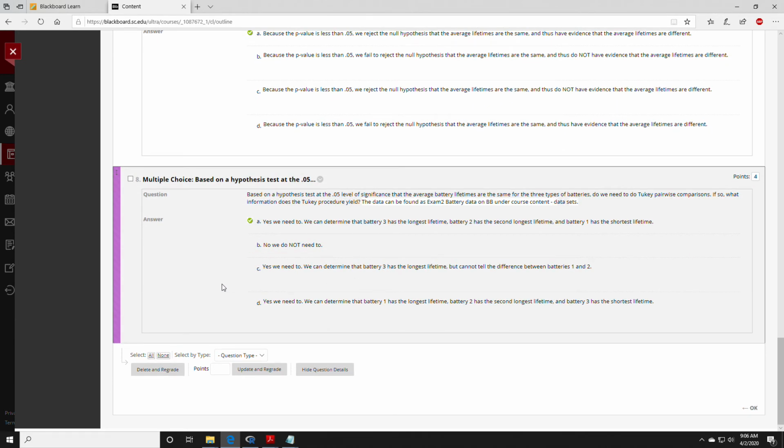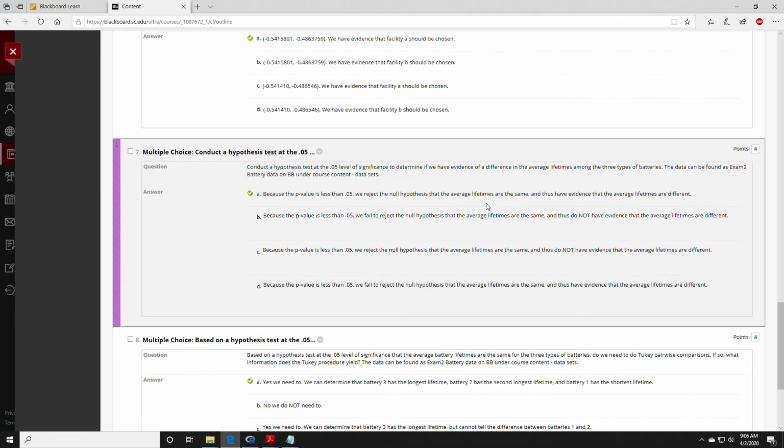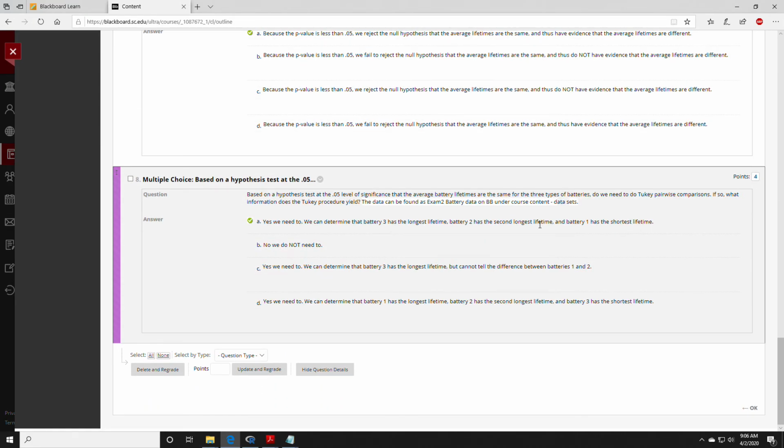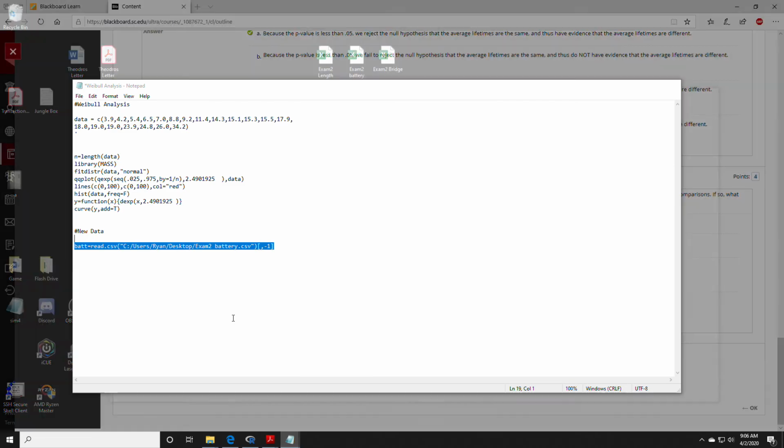The next question is, again, the same problem, but it says, do we need to do Tukey pairwise comparisons? Okay, and of course, Tukey is where if we find a difference in the means, we reject the null hypothesis and have evidence that they're different, which we do, that's when we need to do Tukey. So this says we don't need to do it, so we can immediately rule that out. The others say that we do. And so we need to do Tukey pairwise comparisons.